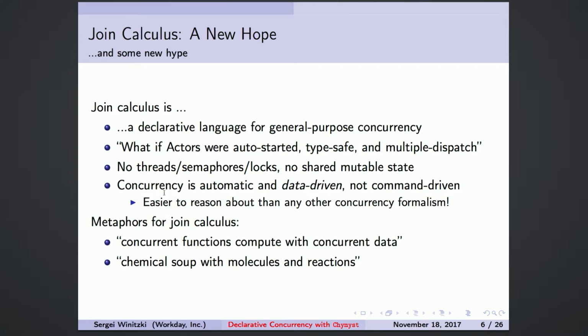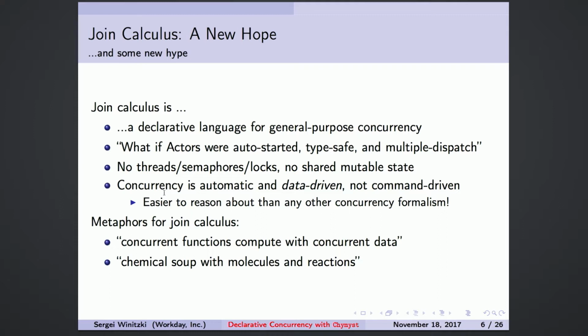That's what joint calculus gives you. That's what the chemical machine gives you. The concurrency is much easier to reason about, which I'll show on examples. To understand this, however, it's a new paradigm. You need to have some metaphors for understanding how to reason about it. So I have two metaphors for you.